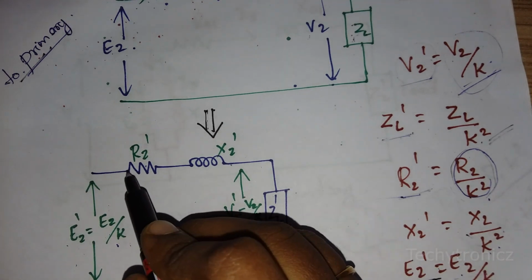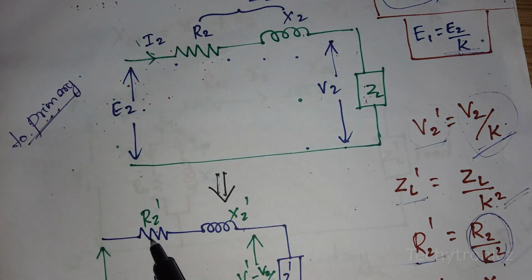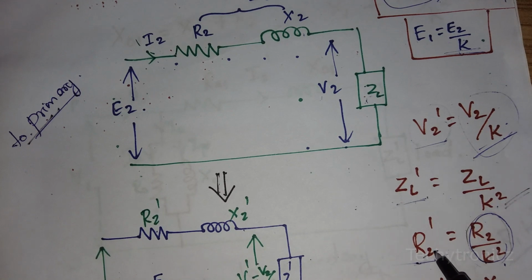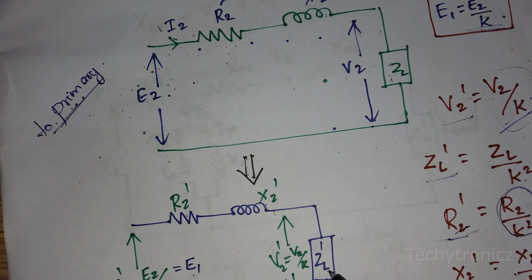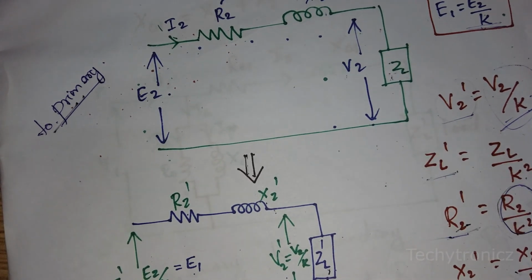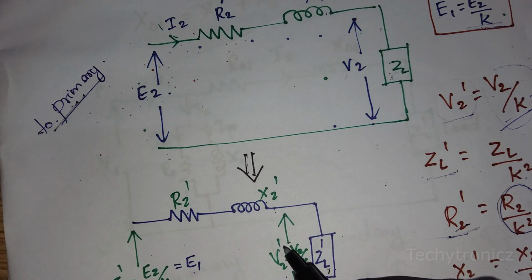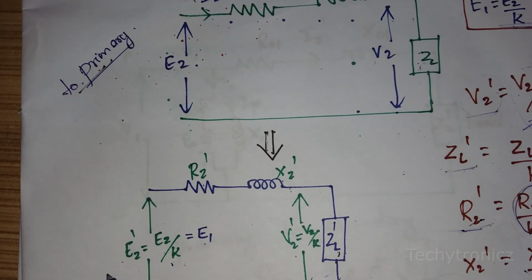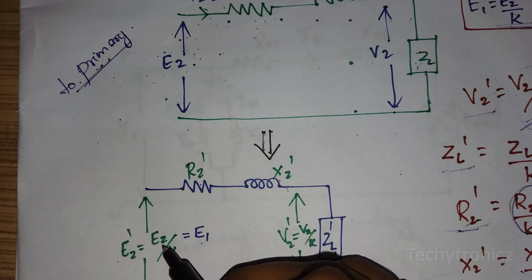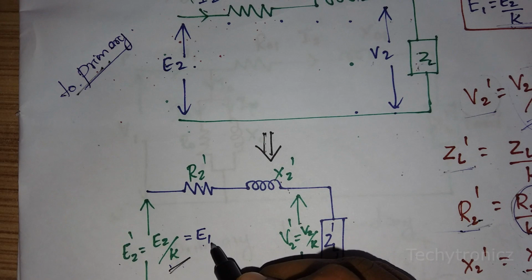Here R2 is transferred as R2 dash, X2 is changed as X2 dash, and ZL is changed as ZL dash. Then V2 is changed as V2 dash, which is equal to V2 by K, and E2 is changed as E2 dash, which is equal to E2 by K, which is equal to E1.